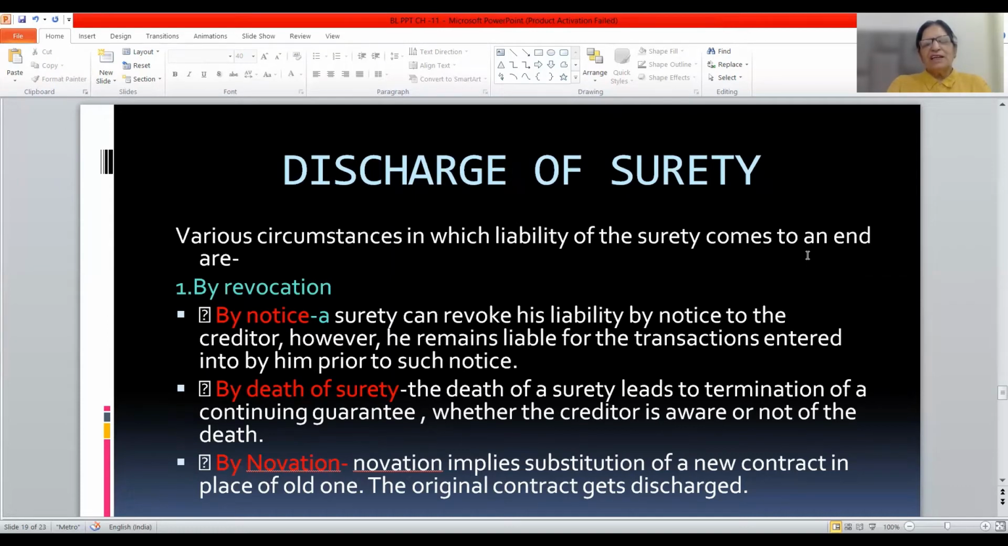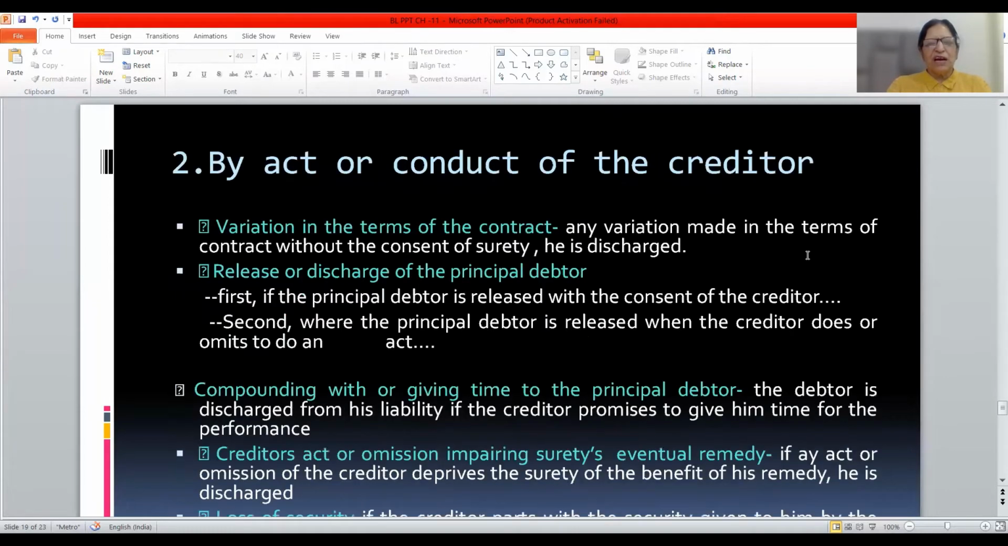Say creditor, debtor and surety decide that the amount will be lent on 1st of January, 10,000 rupees, for a period of 1 month. But after some time, on the same day, they meet again. They say, no, the amount will not be lent on 1st of January. It will be lent on 15th of January. All three parties meet and decide. Then in that case, the second contract, the new contract will come into existence and the old contract will get discharged. So friends, first mode of discharge of surety I have explained.